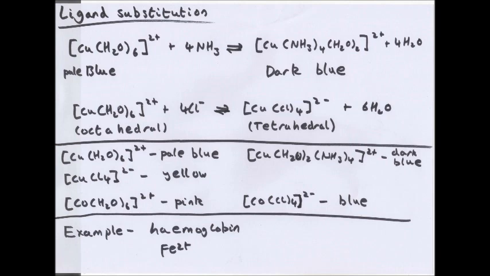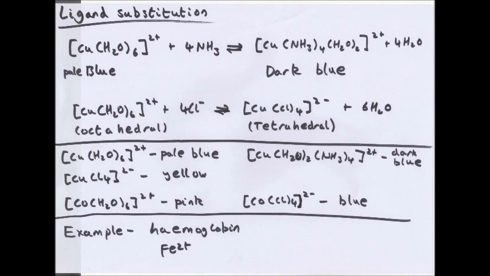Now, what will actually happen is when you add ammonia, you will actually get a pale blue precipitate forming first. But when you add more ammonia, excess ammonia, the precipitate dissolves and you actually get a deep blue solution.